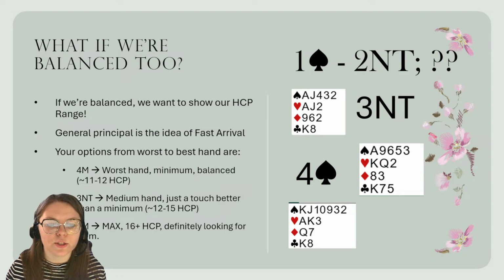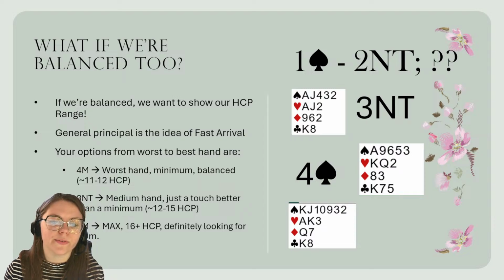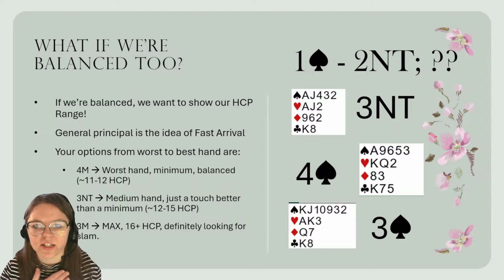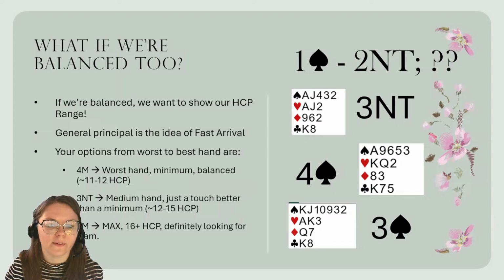And then this last one here, we have a massive hand. We've got 16 high card points. We've got 6 spades. We are living our best lives here. So with this one, I definitely want to bid 3 spades. I want to let partner know I am interested in slam. So we want to do that.